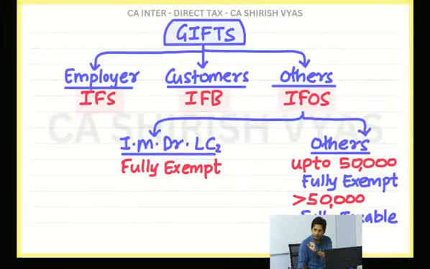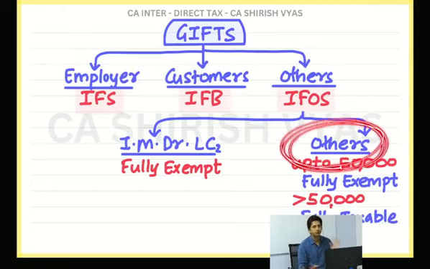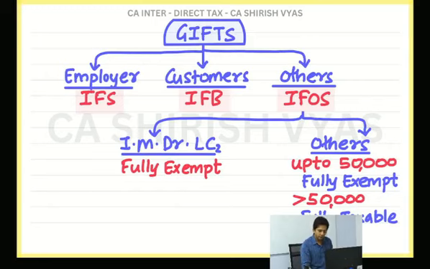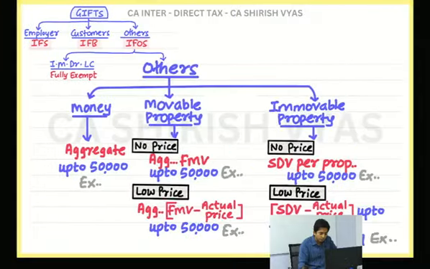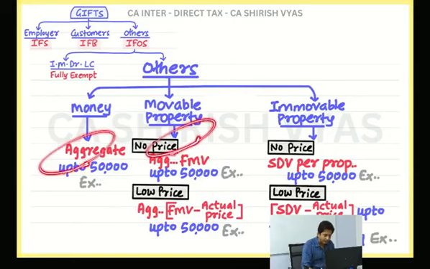What was the limitation here? This other gift I didn't elaborate here. See, my plan was, at the beginning students should be explained about 50,000 bus. That's it. So here this other gift I didn't elaborate. But in the new chart what did I do? This other gift was further bifurcated into money, movable, immovable, and in movable and immovable there were further two parts: no price, low price, no price, low price. And aggregation headache is there in money, no price and low price.